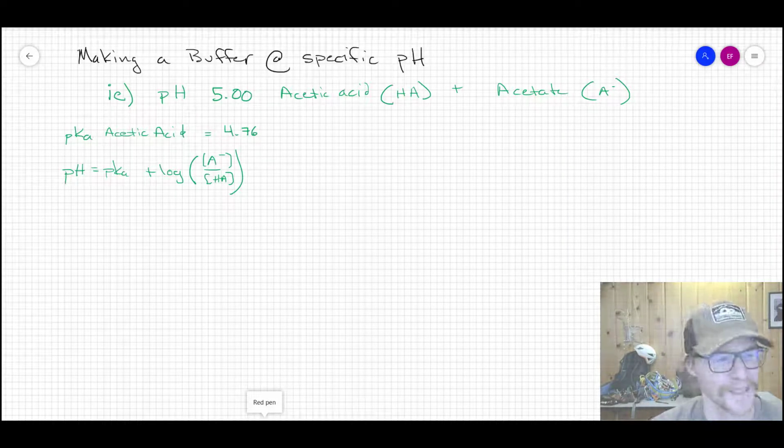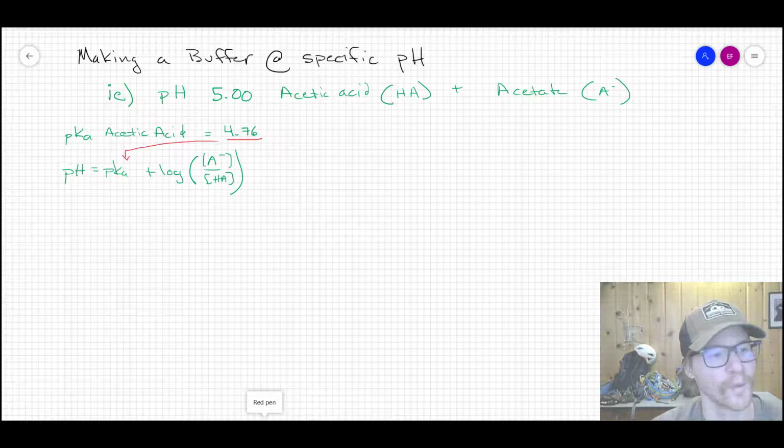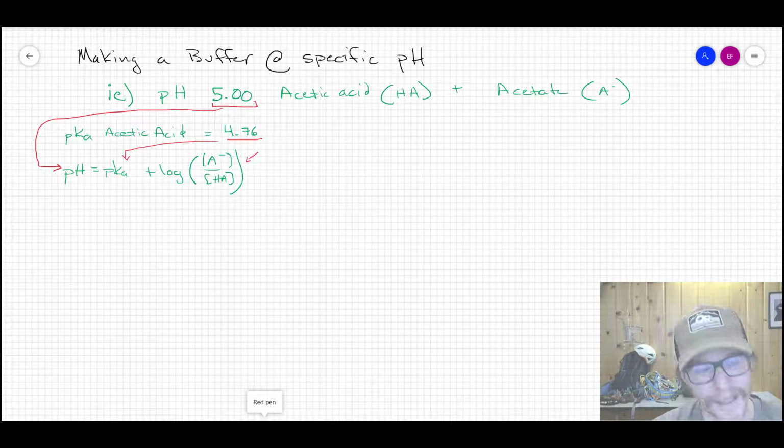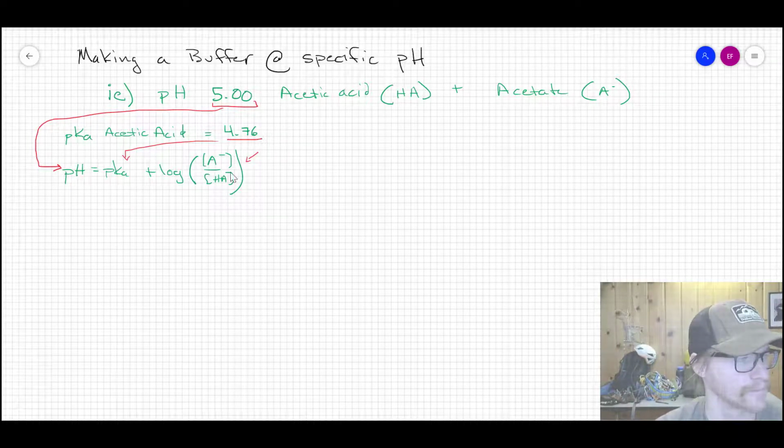I'm never going to fault you for grabbing a pKa unless it's a completely wrong pKa. But back to it, your textbook says the pKa of acetic acid is 4.76, so that's the value that we'll input for the pKa here. We are shooting for a pH of 5, so that's what we're going to input for that. That'll allow us then to compute what the ratio of A minus to HA would be in a situation where the solution pH is 5.00.